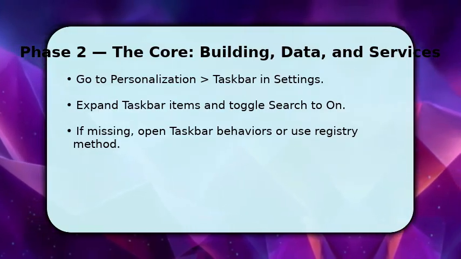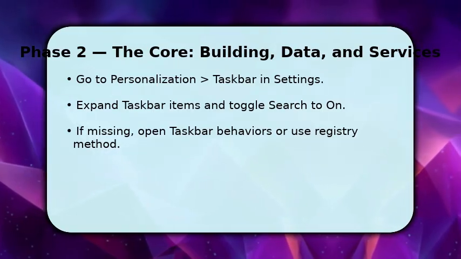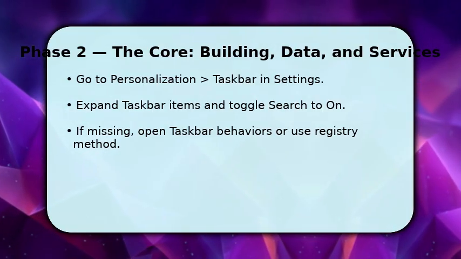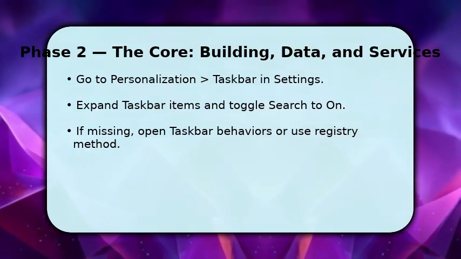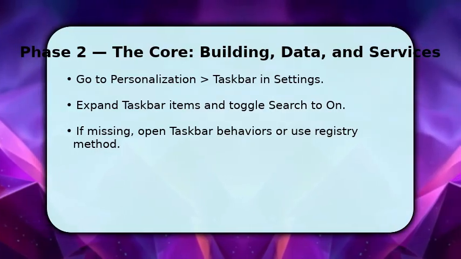If the search option isn't visible, expand taskbar behaviors, check for group policy restrictions, or prepare to apply a quick registry edit, because Windows sometimes hides settings when policies or older builds are active.